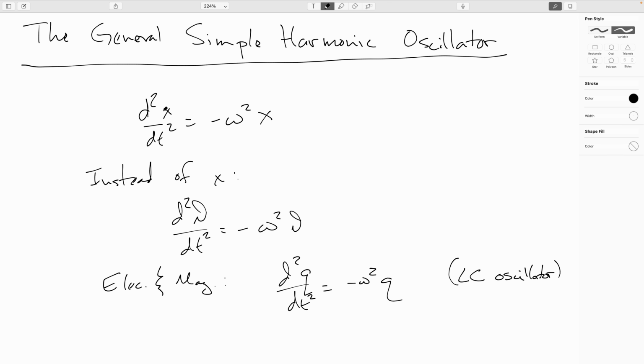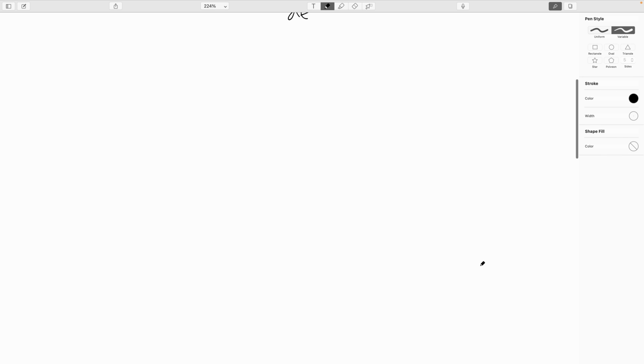So nothing says this has to be a linear position. It could be an angular position. It could be an electric charge. It could be anything. As long as you see the second time derivative of it equals negative the thing itself and some stuff in between, you have a simple harmonic oscillator, and the stuff in between is the square of the natural frequency. So I'm going to work through some examples of this to show how this kind of thing works.